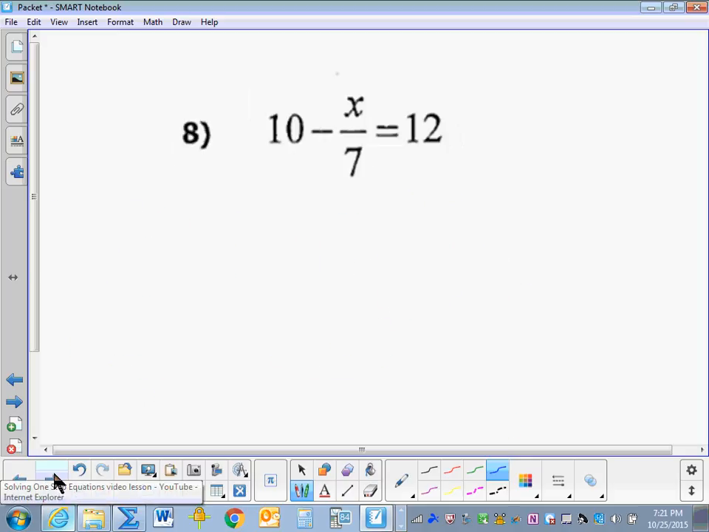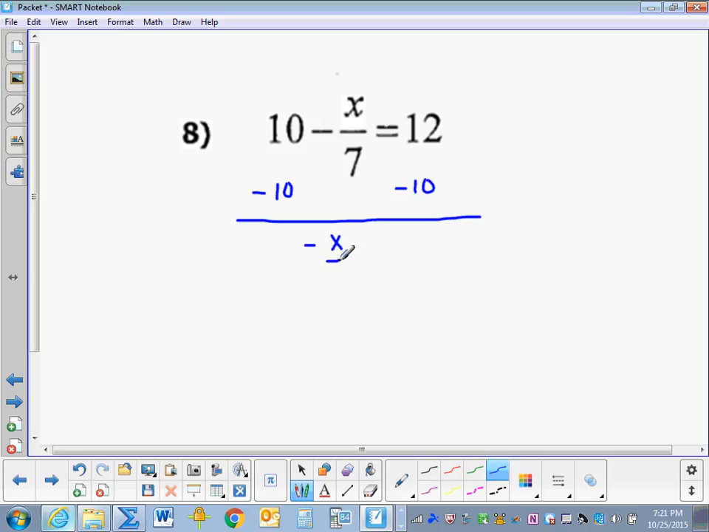Number 8, 10 minus x divided by 7 is equal to 12. So we have x being divided by 7, so we're going to move the 10 first. We're going to subtract 10 on both sides. And that's going to leave me negative x over 7 is equal to 2.